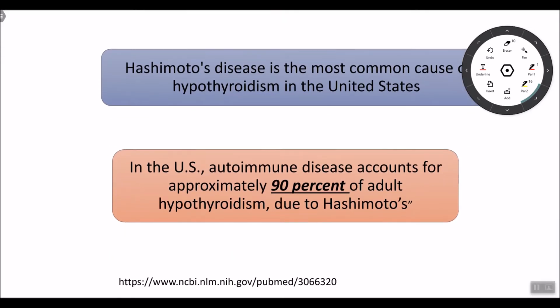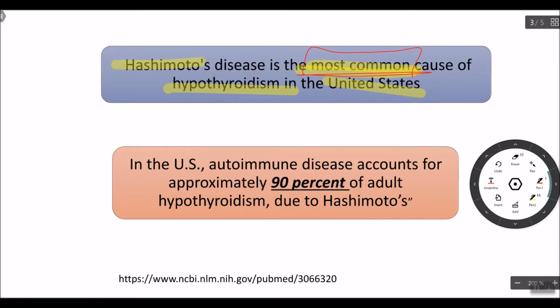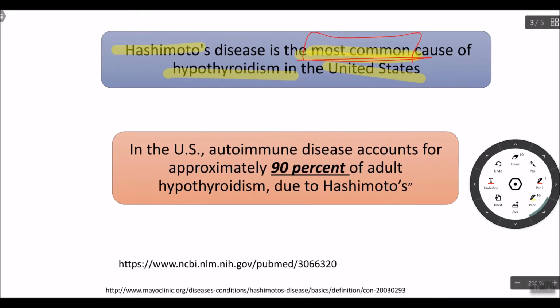Exactly what is Hashimoto's disease? So let's just start right here. Hashimoto's disease is the most common cause of hypothyroidism in the United States. So it is the most common. Now this comes from, you can see right down here where I'm pulling this, this comes from Mayo Clinic. So this is not Dr. Hugh's opinion. This is actual facts. There's two research articles right here that tell you that Hashimoto's disease is the most common cause of hypothyroidism in the United States.